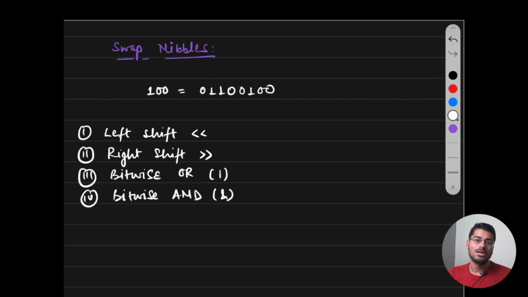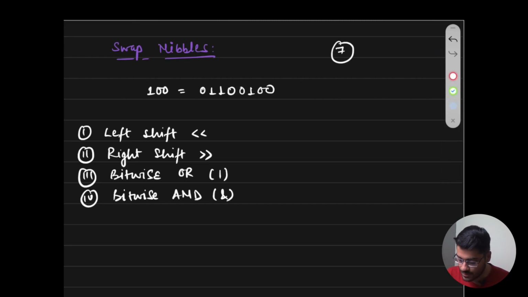So let's see what is left shift. Left shift moves your number's bits by the specified amount. What I mean by this, let's take an example. Let's say we have a number called 7. We'll be using 7 for all these four operations for our understanding, whose binary representation is 111.